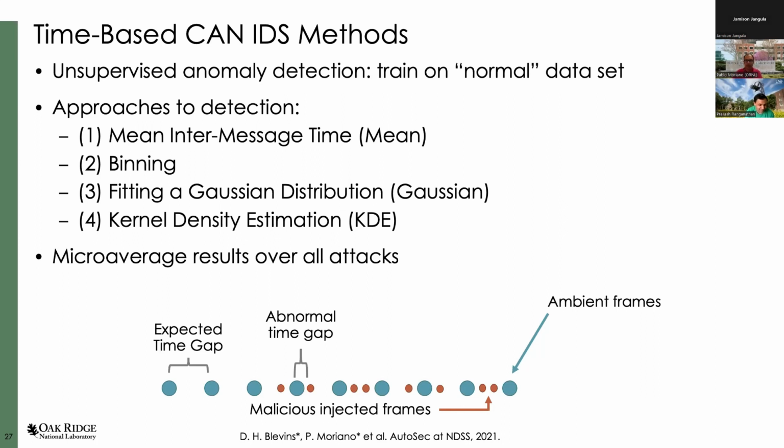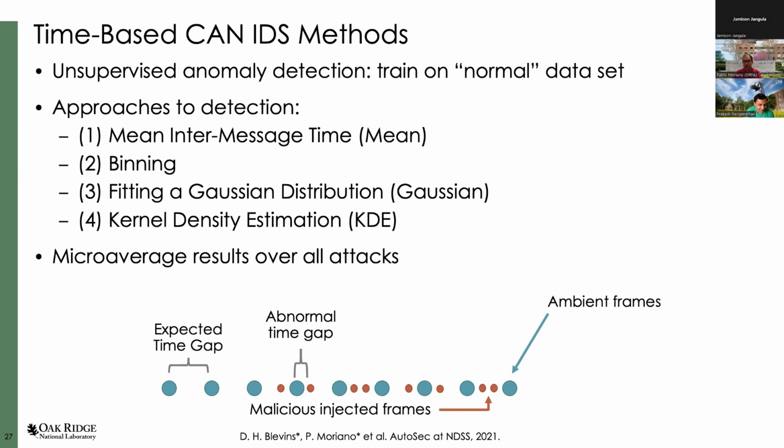The first one is about the mean inter-message time. I'm going to explain each of those later. Binning, that is basically counting messages. And the last two are about fitting probability distributions to inter-arrival times using a Gaussian distribution or kernel density estimation.